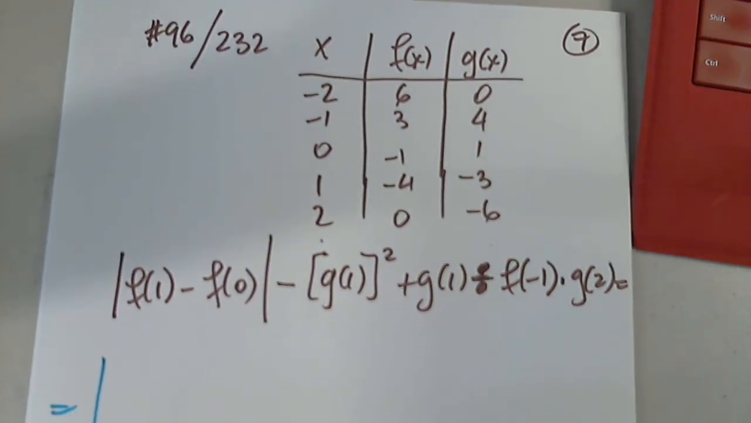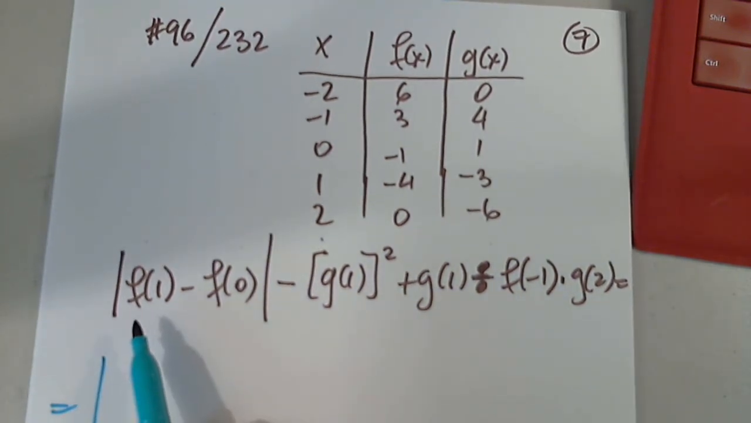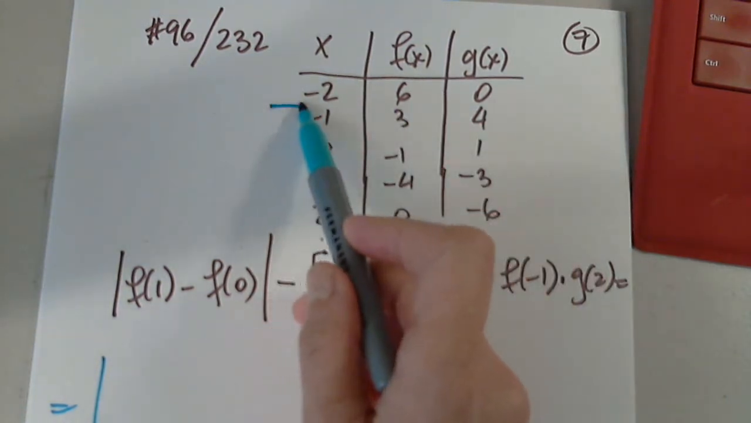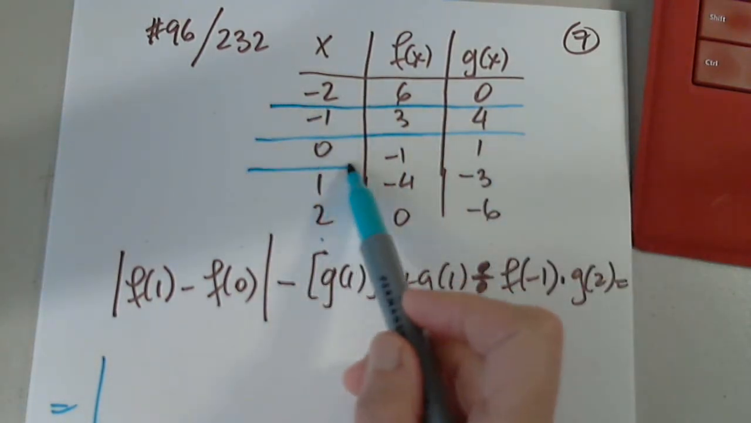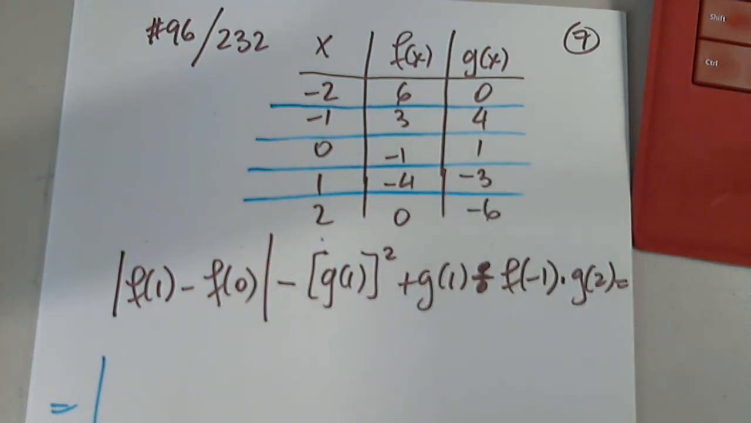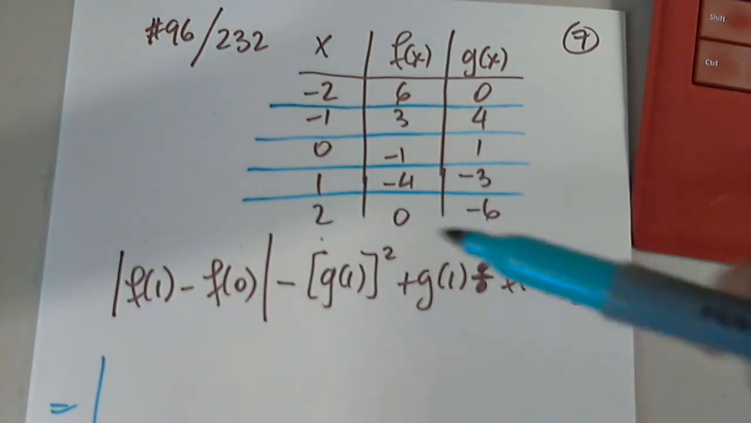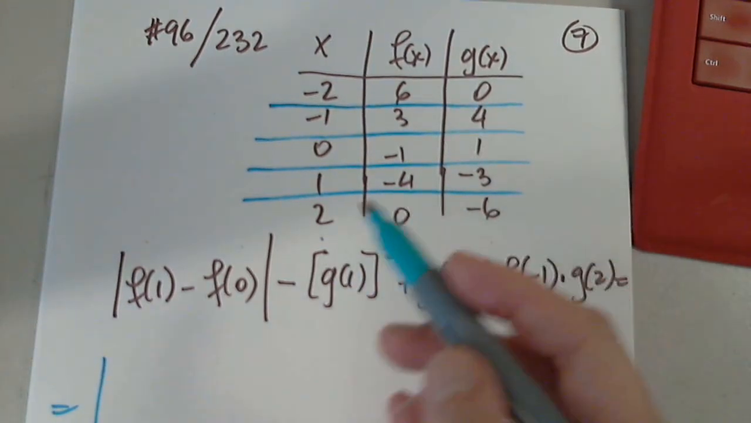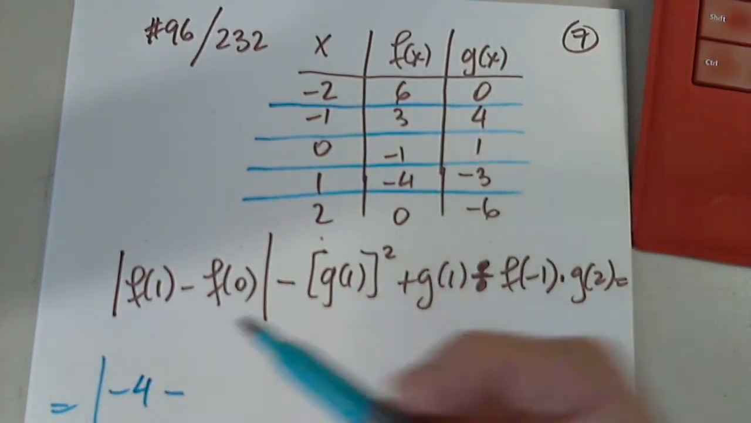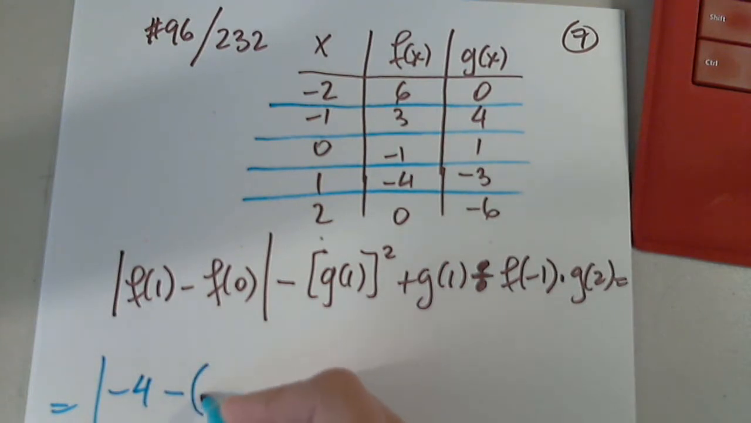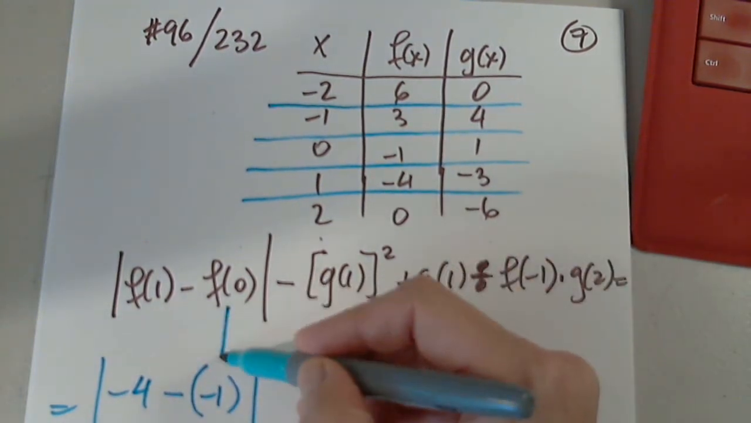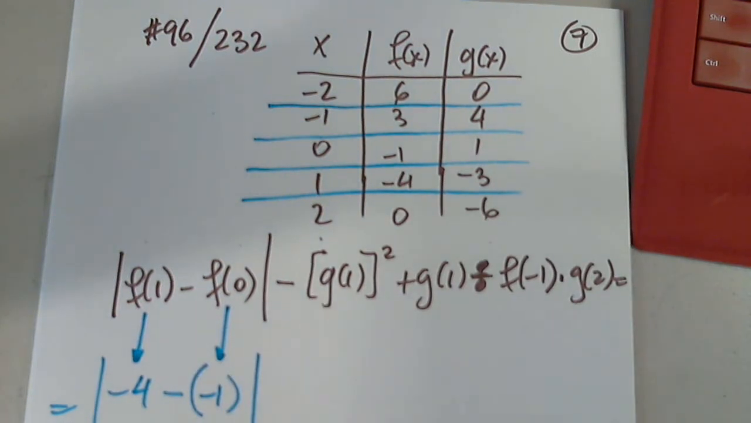I copy the absolute value. How much is f of 1? And how do I read from the table? Of course, can anyone identify f of 1 and then f of 0 for us? It's -4 and -1. Yes, f of 1 is -4 and f of 0 is -1. So f of 1 is -4 minus f of 0 is -1, so I have no choice but put in parentheses. So this is this, this is this.